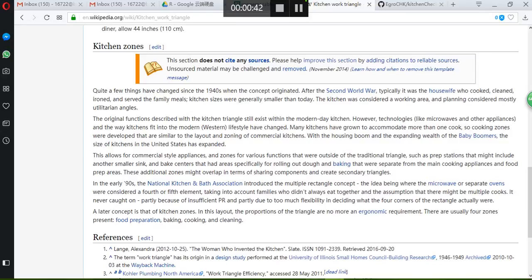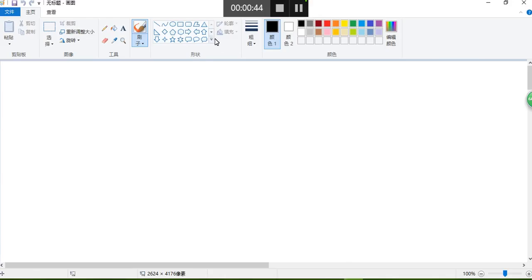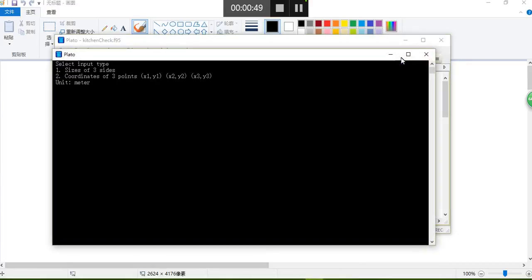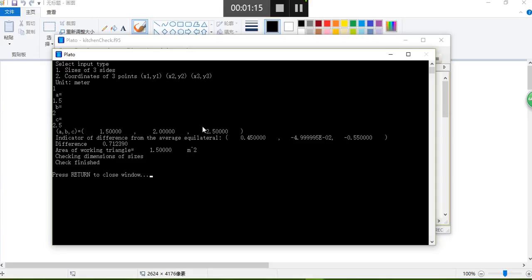To see if a particular design meets this layout, you just need to input some data. There are two ways of using this. The first one is using the sizes of three sides. So the first side is 1.5 meters, the second side 2, and the third side, for example, 2.5.